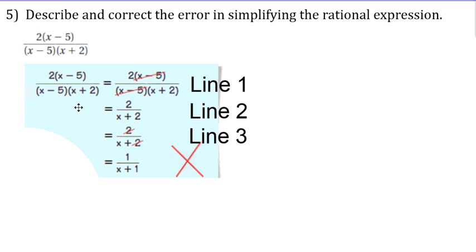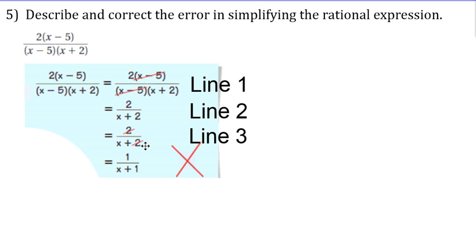So again, everything's in factored form. We're looking for common factors to divide out, exact matches. I see I have an x minus 5 in the numerator and an x minus 5 in the denominator, therefore I can divide those out, and we're left with 2 divided by x plus 2. So again, we're looking for things that they have in common to divide out.